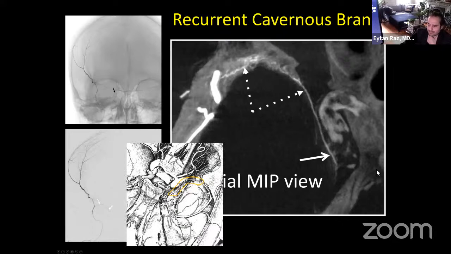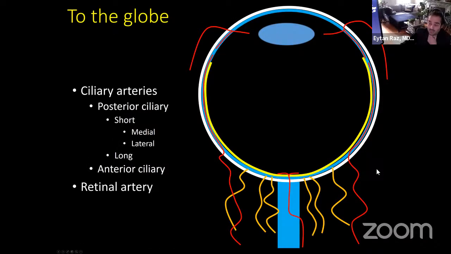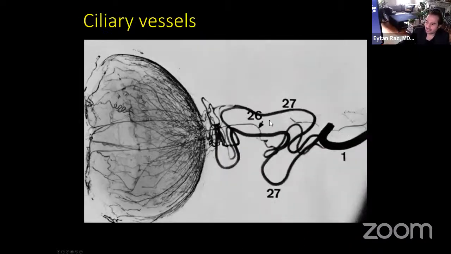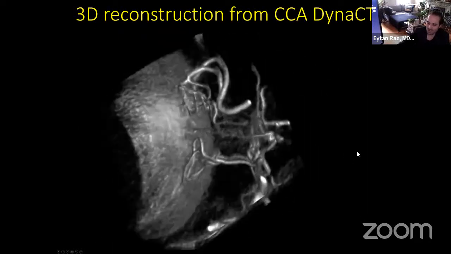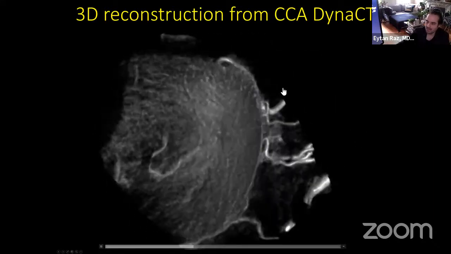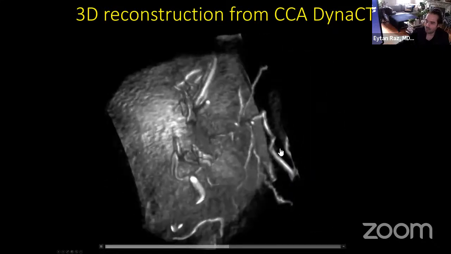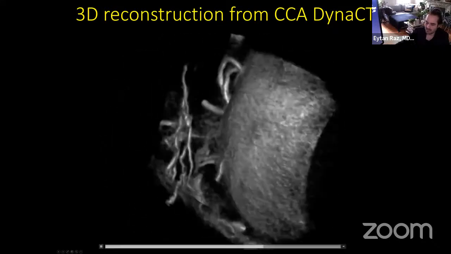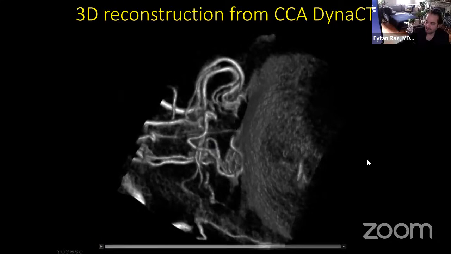Another research role that we found is in the use of DynaCT to understand the vessels of the eye. And this is a cadaveric specimen from Dr. Moret that shows all the ciliary vessels in an orbit. Can we get to something like this today? Yeah, not quite, but very close. And look at this, this is how close we get. This is a 3D reconstruction from a DynaCT obtained from a common carotid artery. This is the posterior globe. You see all the ciliary vessels there, and you see the central retinal artery very well.